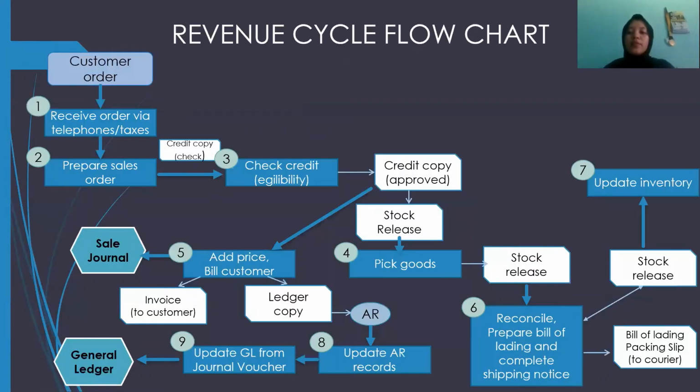Okay, so let me show you the revenue cycle flowchart. So first, when an order is received from a customer through phone call or fax, the company will then prepare the sales order and transfer the information to the credit department to check the eligibility of the customer's credit. After it has been approved, goods will be selected and the information regarding the total amount to be billed will be generated. So the shipping department will prepare the goods to be shipped accordingly and the bill of lading will be prepared.